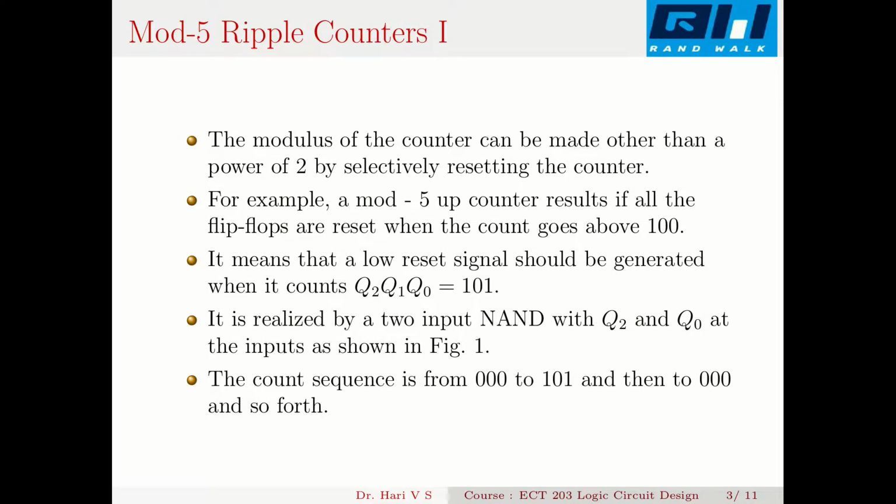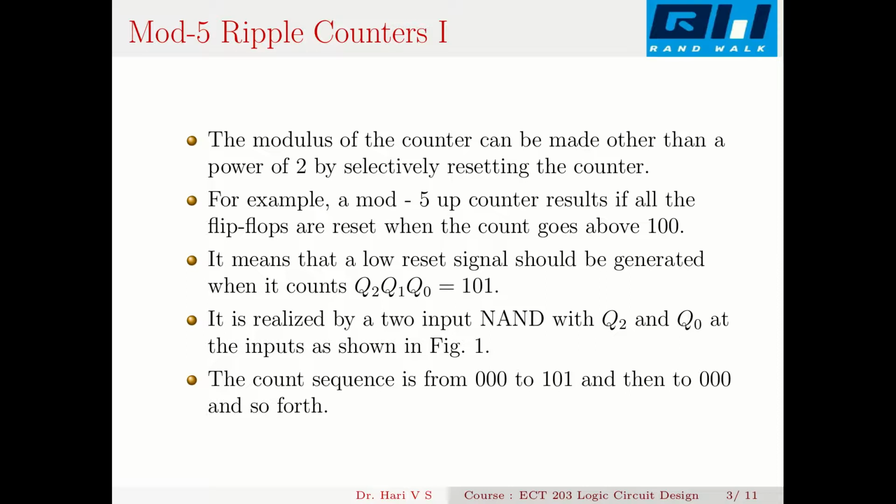So the modulus of a counter can be made other than a power of 2 by selectively resetting the counter. Here I'm talking about an up counter, and I'm using the asynchronous reset terminal to reset the flip-flops when the necessary count is reached. For example, a mod 5 counter results if all the flip-flops are reset when the count goes above 100. So I have 5 counting cycles, that is 000 to 100. After that it should count 000.